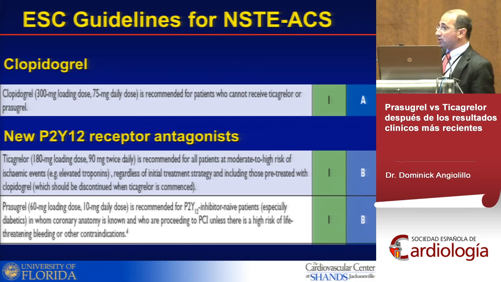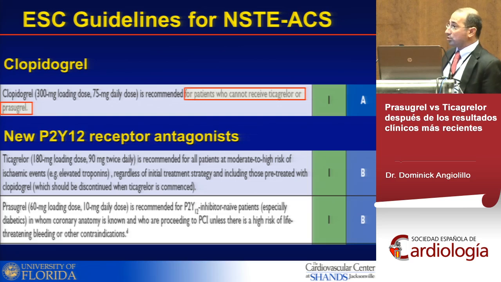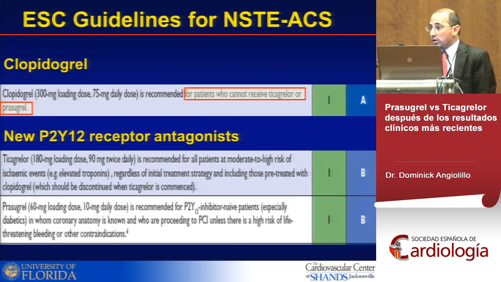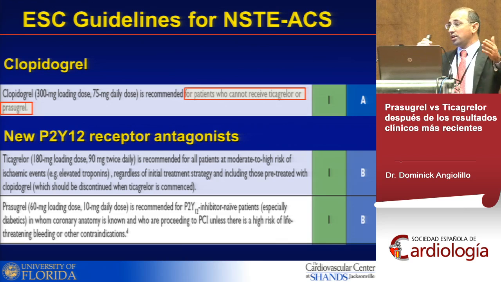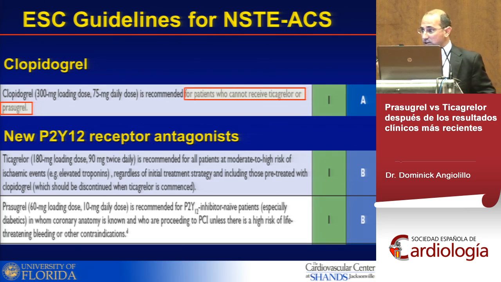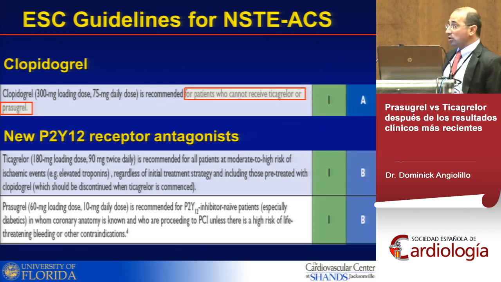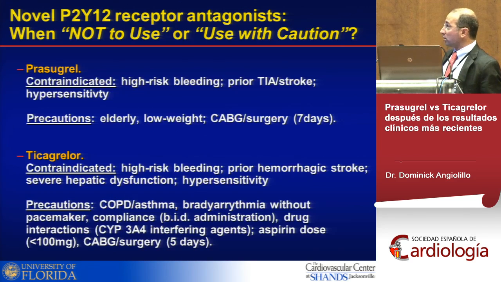And so based on this information, we have the practice guidelines, which clearly, these are the European guidelines, which I typically show because I think they're more objective, saying that we should be using the newer agents in all our ACS patients, and consider clopidogrel only in those patients in whom there's a contraindication or where the drug is not available. So when dealing with prasugrel versus ticagrelor, one of the things that I always like to emphasize with my fellows is always know the contraindications for a drug, because safety comes first. So this slide is put together from both the European Medicines Agency and the FDA label for the two compounds.